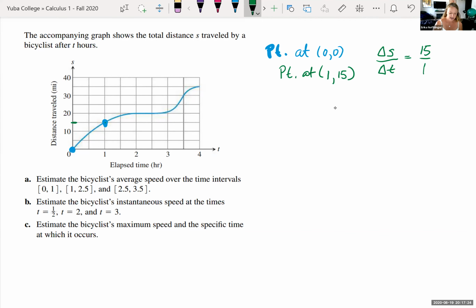Now let's look at between 1 and 2.5 hours. We want to find the average rate of speed in that time. So we're looking at 1, which is here, and so we have a point again at (1, 15). And then 2.5 hours, that would be here. Notice that was 2.5 as our hours, and our distance is 20 miles.